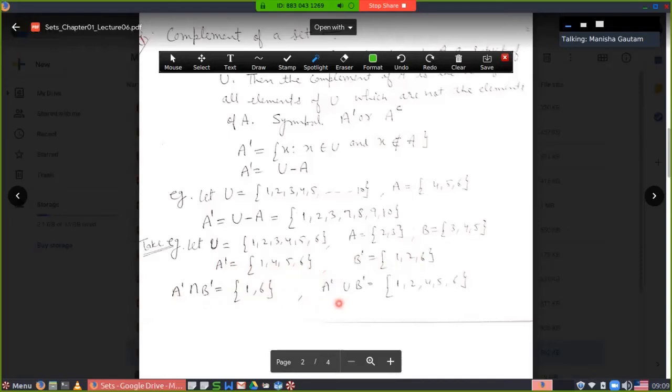If you want to calculate A complement union B complement, you want to apply an operation on A complement and B complement. You are applying the union operation. It means you have to collect the elements of A complement and B complement. Compile these elements, and you will get 1, 2, 4, 5 and 6.